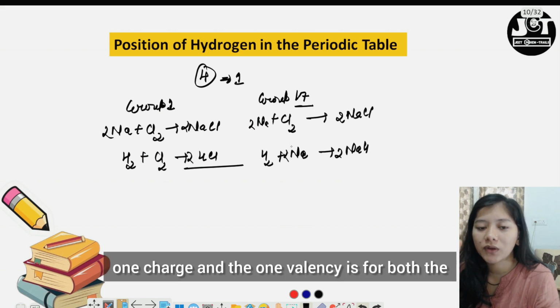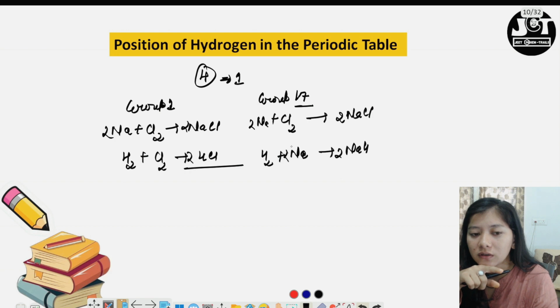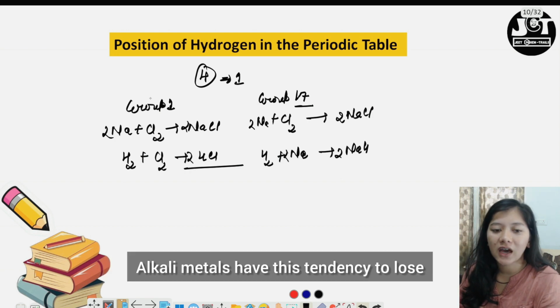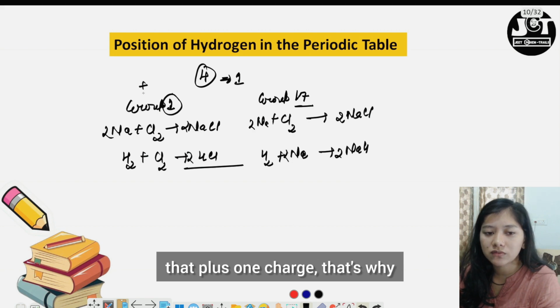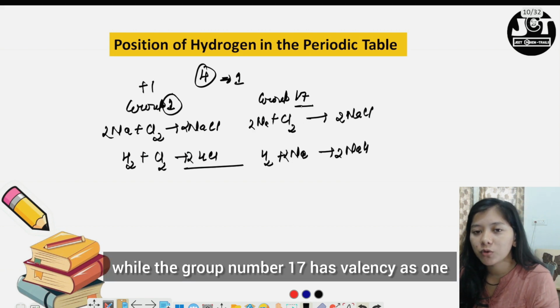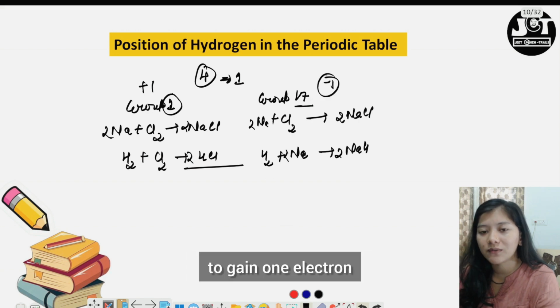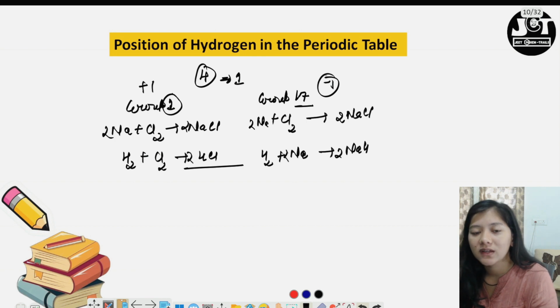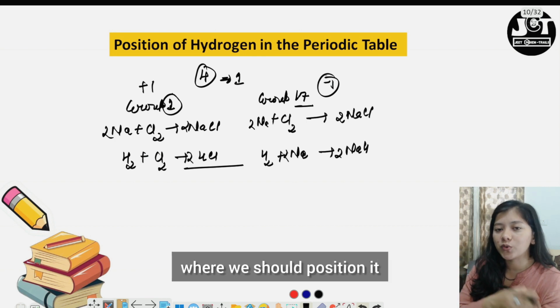One charge, and the one valency is for both the alkali metals and the alkaline earth metals. Alkali metals have this tendency to lose that plus one charge. That's why the group number 17 has valency as 1, that is minus 1, right? To gain one electron. But hydrogen can have the plus 1 and the minus 1 as well. That's why we are confused where we should position it.